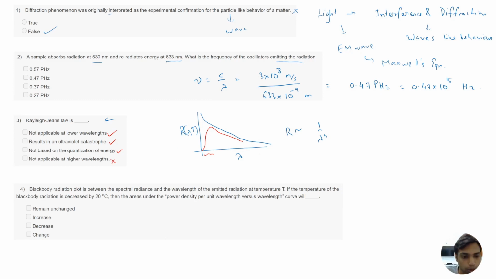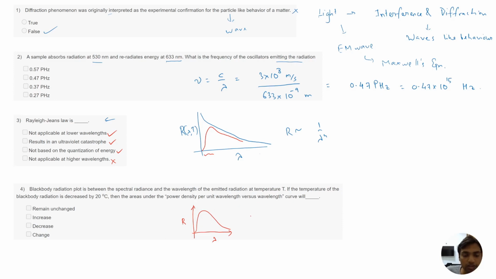The black body radiation plot is between the spectral radiance and the wavelength of the emitted radiation at temperature T. If the temperature of the black body is decreased by 20 degrees Celsius, then the area under the power density per unit wavelength curve. So power density per unit wavelength is nothing but your spectral radiance. So this is R and this is lambda. This is spectral radiance.